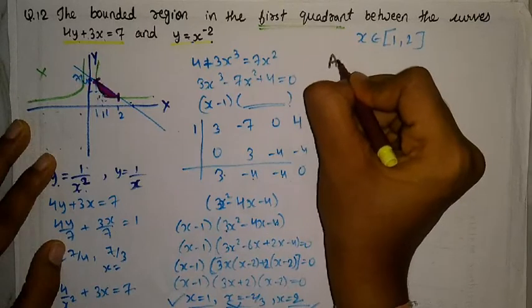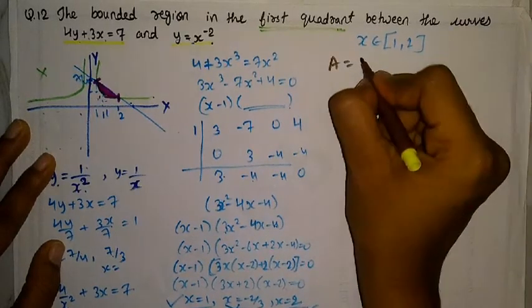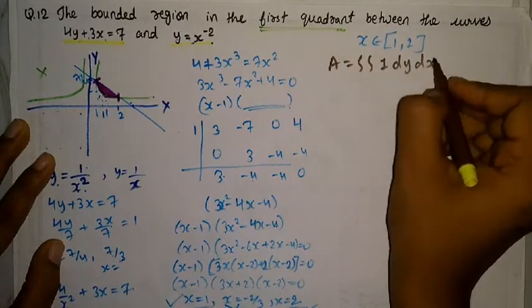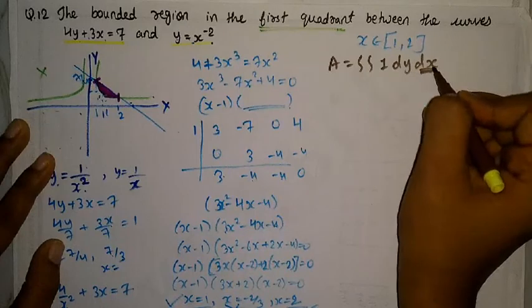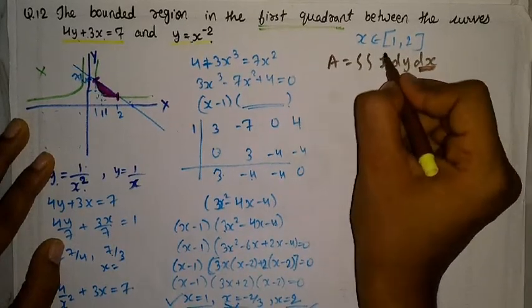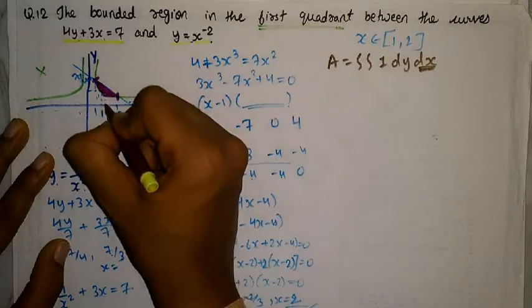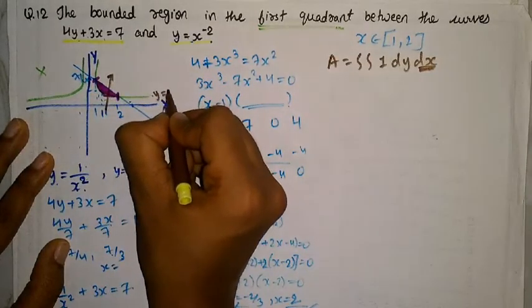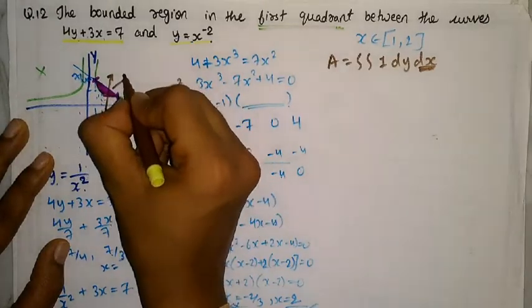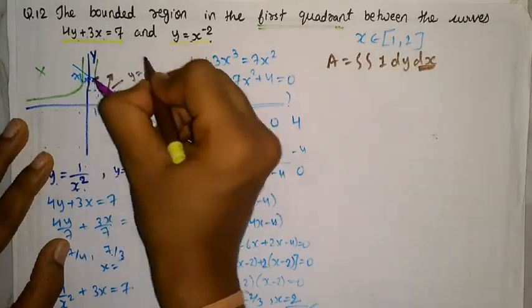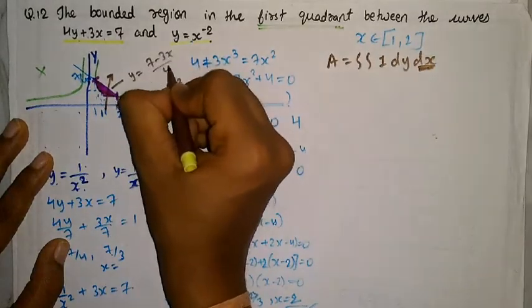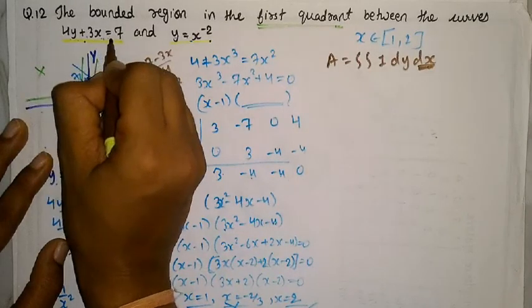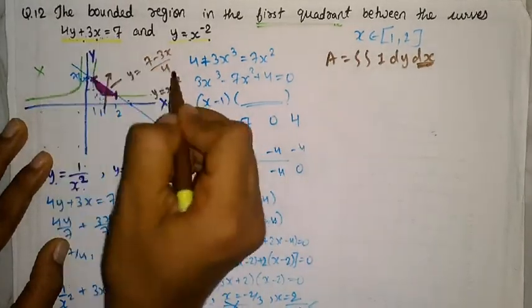We know area is equal to double integration 1 into dy dx, because we have got the constant term of x. So now, when it's dy dx we have to draw the vertical line, and when we draw the vertical line, we can see it's entering from y is equal to x raised to minus 2 and it's leaving from y is equal to 7 minus 3x by 4. I have just solved this equation. I have converted this equation in the form of y. So 7 minus 3x divided by 4.